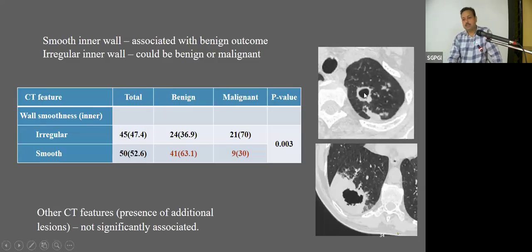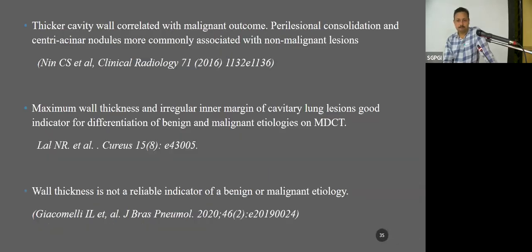The other feature was the smoothness of the inner cavity wall. Like in the first image, we can see the wall of the lesion is quite smooth, while in the other, it's irregular. So lesions having a smooth inner wall had more chances of having a benign or infective etiology, while the lesions which had an irregular wall were either benign or malignant. And we also tried to correlate other additional findings, but they were not significantly associated in our series.